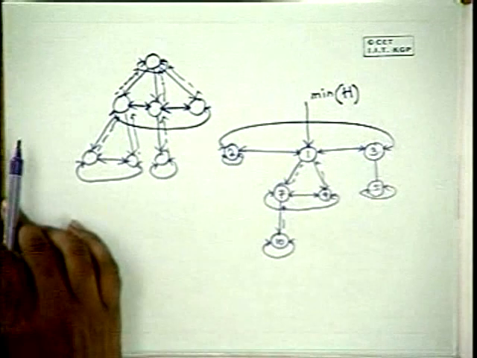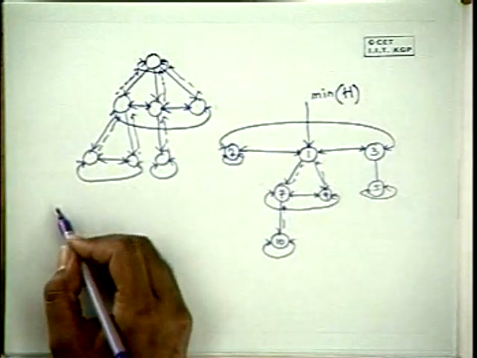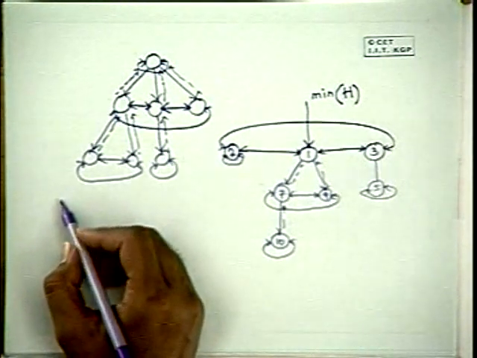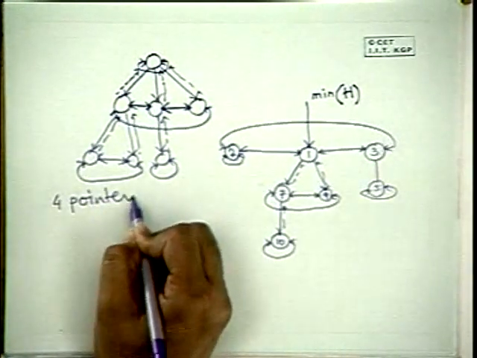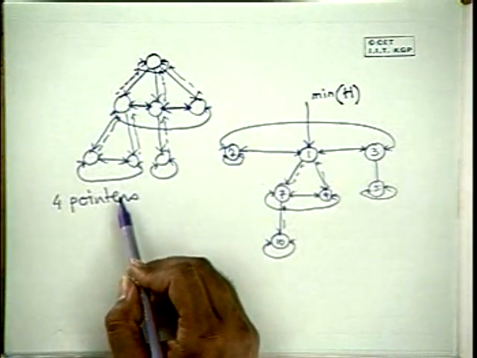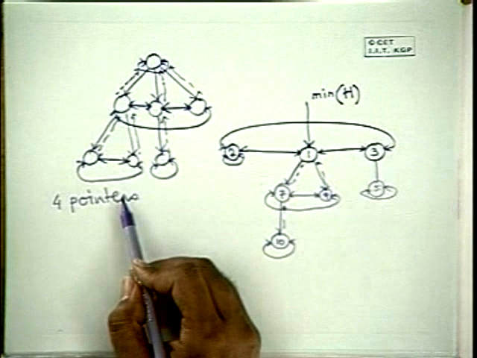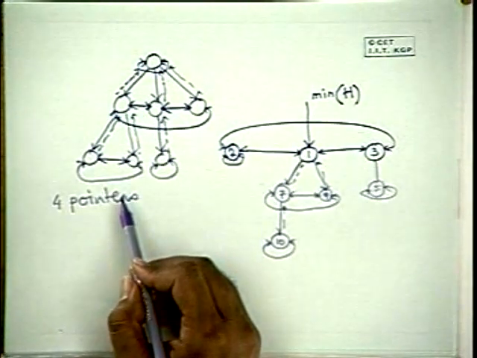Okay, what are the major fields which are used for each node? So a single node will have, first of all, 4 pointers. What are those 4 pointers? One is for parent, children, then left sibling, right sibling.